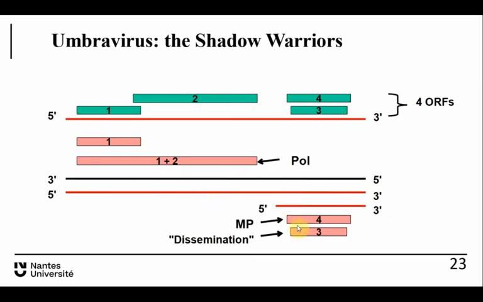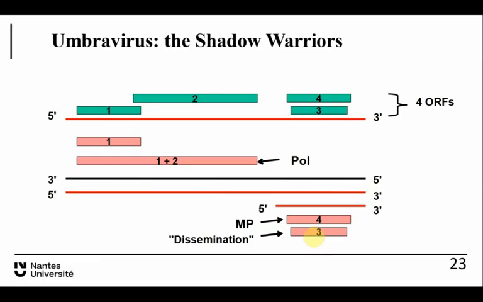One of them is the movement protein, which allows the virus to infect the neighboring cells. And open reading frame 3 codes for a dissemination protein, which allows the virus to infect the rest of the plant through the vascular system. So umbraviruses are an exception: you can have systemic infection without a capsid protein. As I said, they're almost independent.